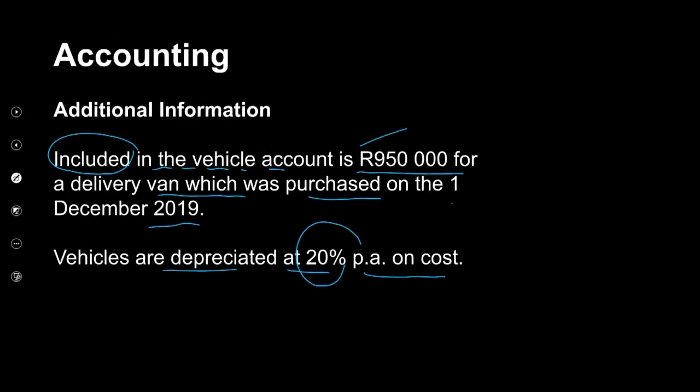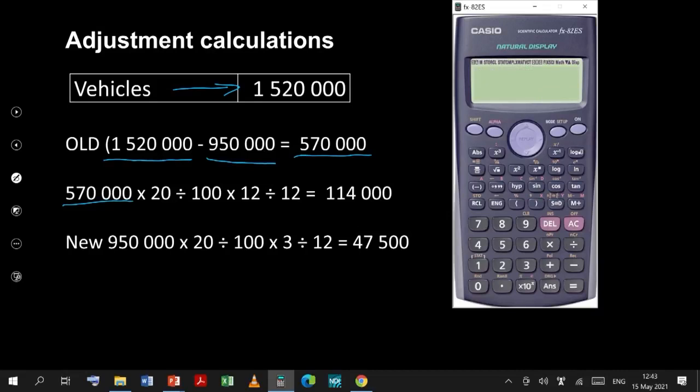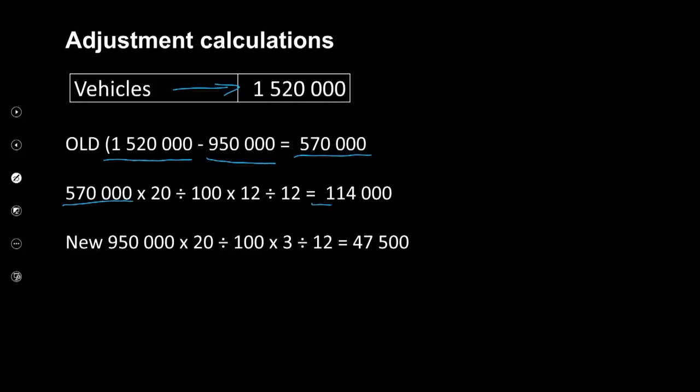How are we depreciating? We are depreciating on cost. So I know it's just the one figure that I need, namely the 570,000 times the 20%. Let's do that calculation. So we get our depreciation figure, 570,000, which is my old vehicles, times the 20%. The 570,000 is your amount. Your rate is 20%, times 12, divide by 12, that's a time, and that will give you a figure of 114,000 Rand. Okay, so that's my depreciation on my old vehicle.